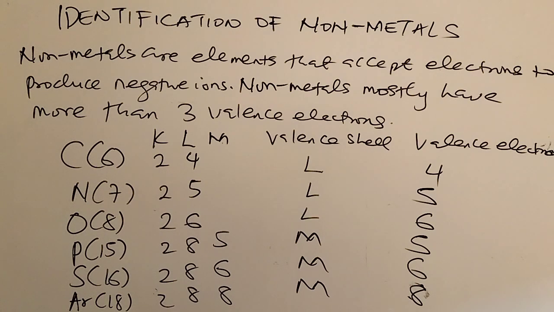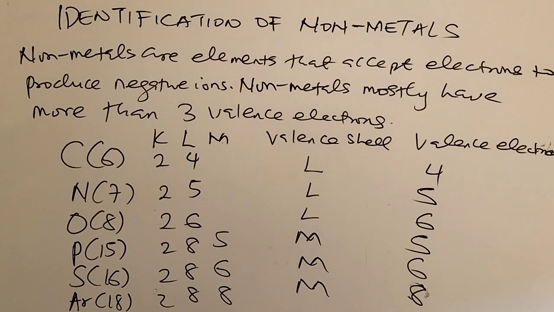Carbon, whose atomic number is 6, has electrons under the K and L shell: 2, 4, and that 4 is in the L shell. So the valence shell of carbon is L, and the valence electron of carbon is 4, which is under the L shell. The second example, nitrogen with atomic number of 7. The electronic configuration is 2, 5. So the valence shell is L shell also. The valence electron is 5.